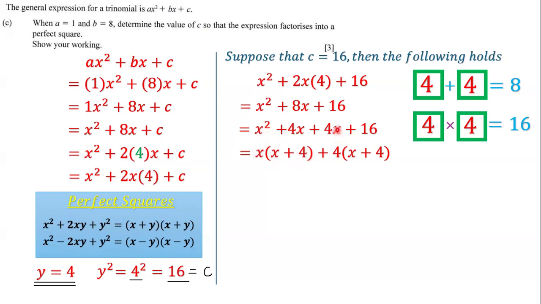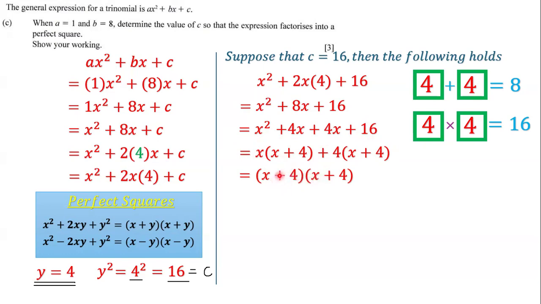Then here we have 4x and we have 16, and 4 is a factor of itself, 4 is a factor of 4, and 4 is a factor of 16. And so we factor out the 4. So we have 4 times x, which is 4x, and we have 4 times 4, which is 16. And so notice here we have x plus 4, and here we have x plus 4. So we can factor out the x plus 4. And when we factor out x plus 4, we are left with x plus 4. So we have x plus 4 multiplied by x plus 4.